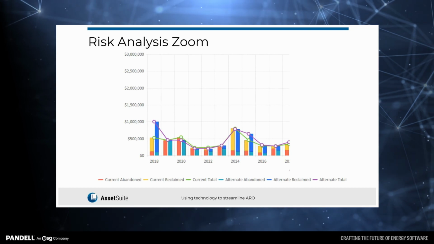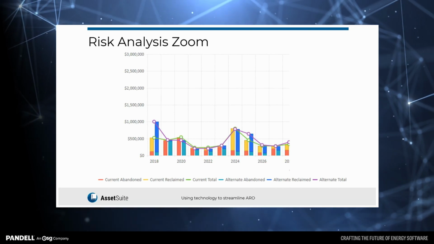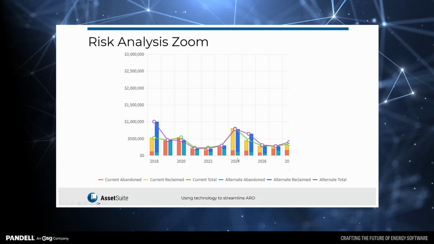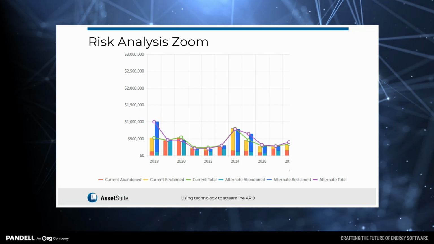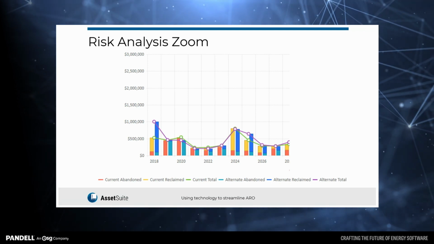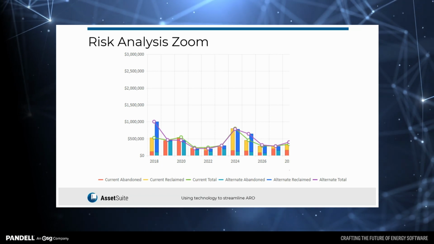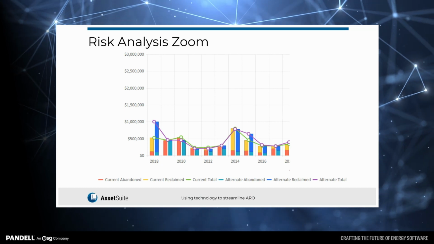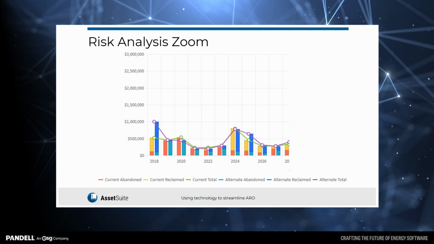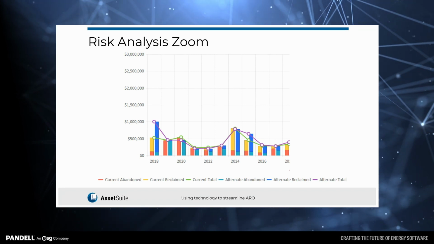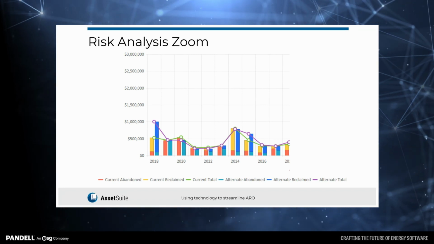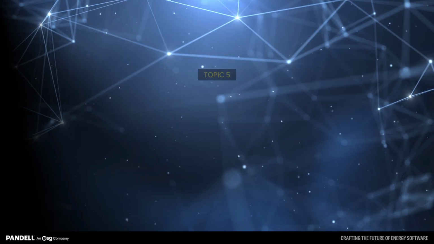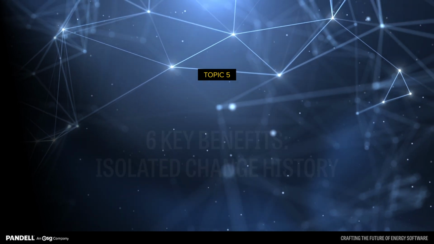So I've just zoomed in here so that we can really see what this kind of looks like. You've got different abandonment and reclamation costs going on here with your alternatives. So again, a robust risk analysis and comprehensive cost model analysis is going to instill confidence among your stakeholders, including investors, regulators, and your customers. So stakeholders are reassured by an organization's proactive approach to risk management and commitment to transparency and accountability. So then benefit number 2 is really isolating that change history.